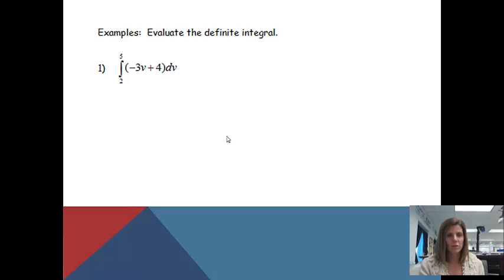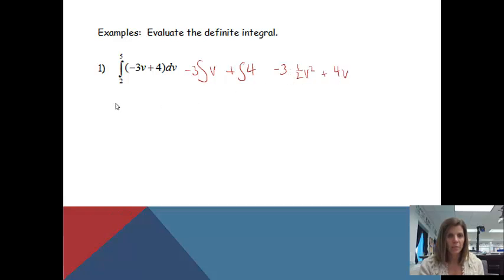So let's go ahead and try some problems and see how we do. For this one, we're going to evaluate the definite integral. First of all, we find the antiderivative. We're going to ignore the 2 and 5 for right now. I'm going to start by separating this into two problems. For this first problem, I'm going to get -3 times 1/2 v squared, and then plus the antiderivative of the other part, which would be 4v.